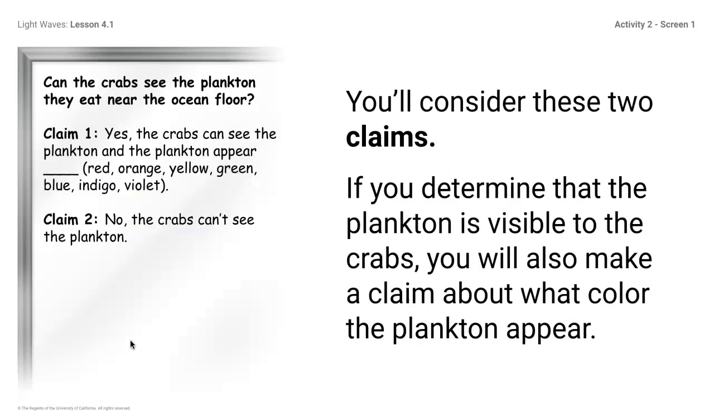So here are the claims. We're going to consider these two claims. If you determine that the plankton is visible to the crabs, you will also make a claim about what color the plankton appear. So claim 1, yes, the crabs can see the plankton, and the plankton appear black, red, orange, yellow, green, blue, indigo, violet. Or claim 2, no, the crabs can't see the plankton.